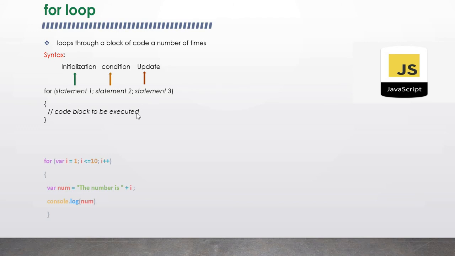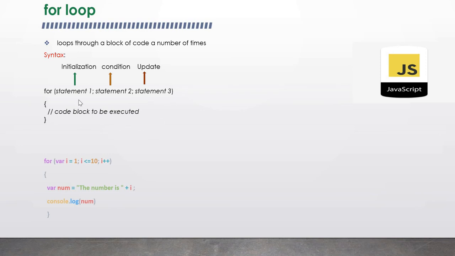Statement 2 is the condition. How many times your loop will execute depends on this condition. Statement 3 is the update part. It can be an increment or a decrement. It executes every time after the code block has been executed.